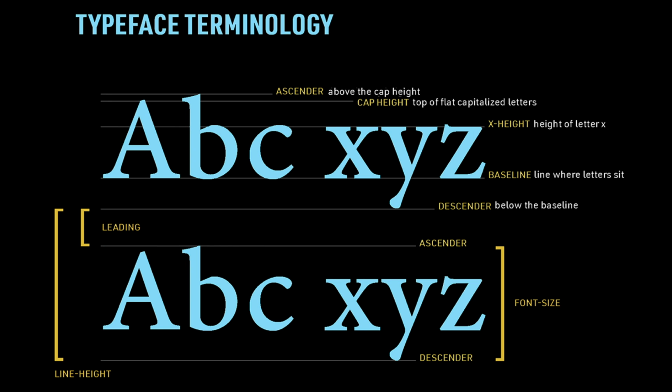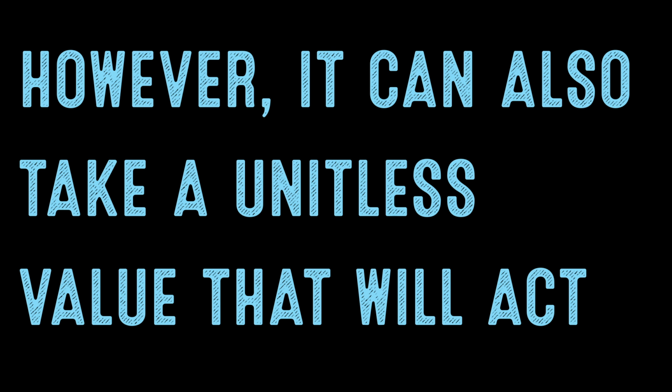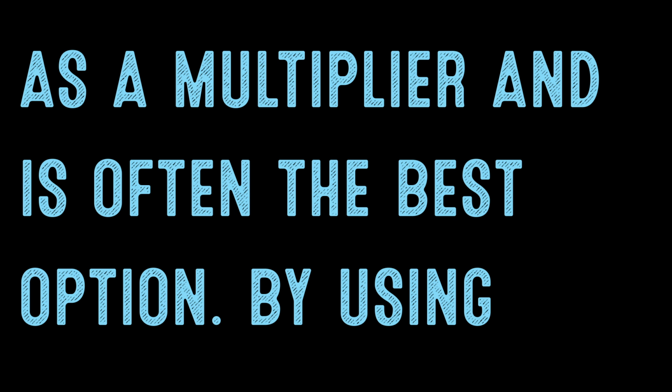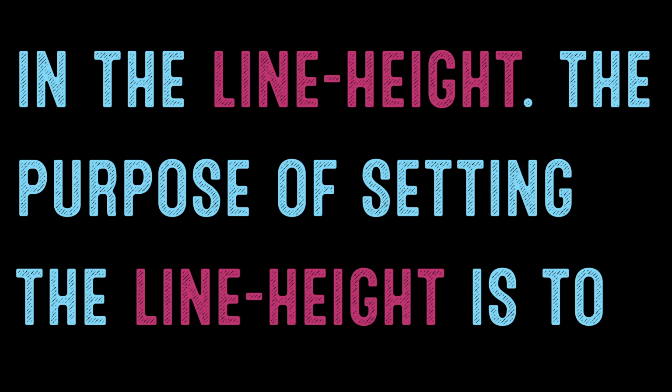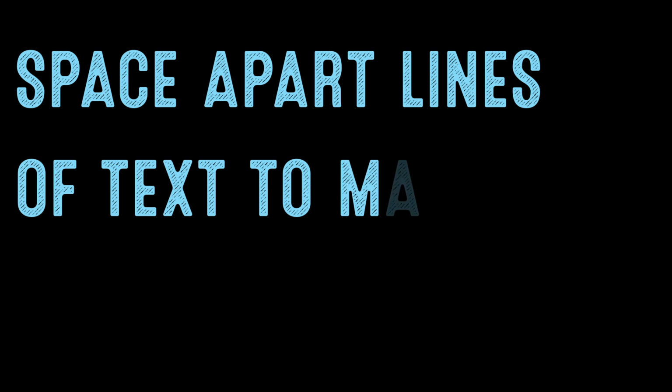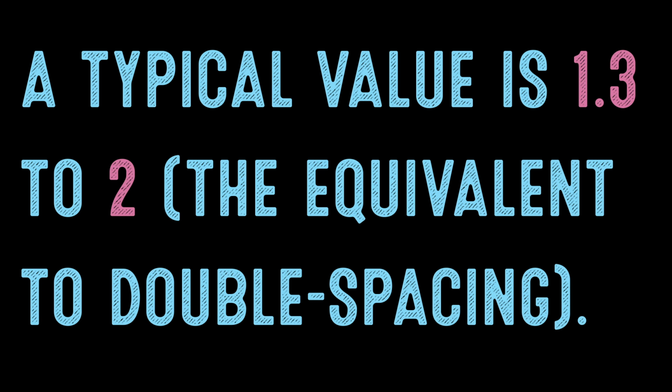So by adjusting the line height, we adjust the spacing between lines of text. Just like font size, it can take many length and size units. However, it can also take a unitless value that will act as a multiplier and is often the best option. By using a unitless value, the font size is multiplied to result in the line height. The purpose of setting the line height is to space apart the lines of text to make them easier to read. A typical value is 1.3 to 2, the equivalent to double spacing.